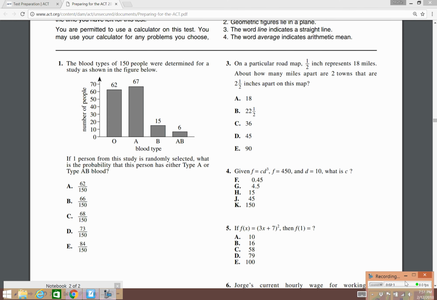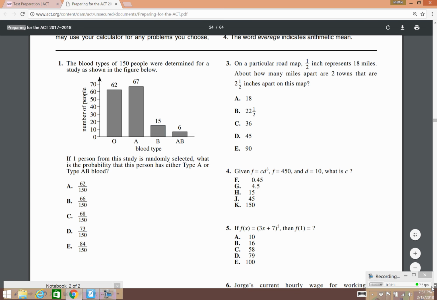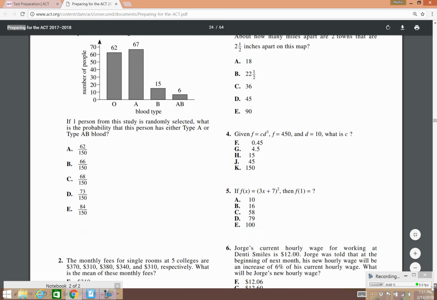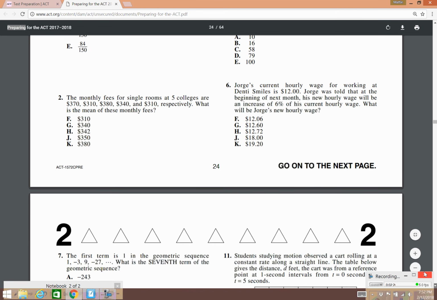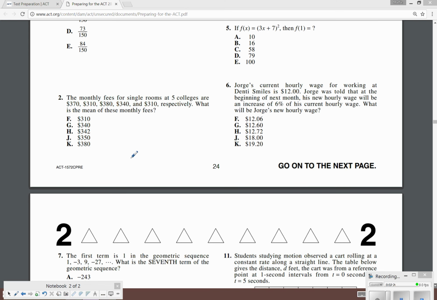If you look at number 2, it says the monthly fees for single rooms at 5 colleges were $370, $310. It gives you the prices for each of them. Then it asks, what is the mean of these monthly fees? The mean is another word for average.